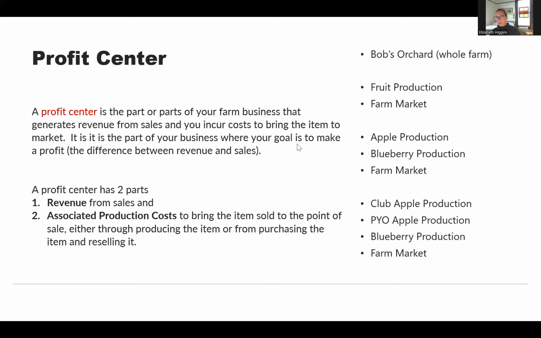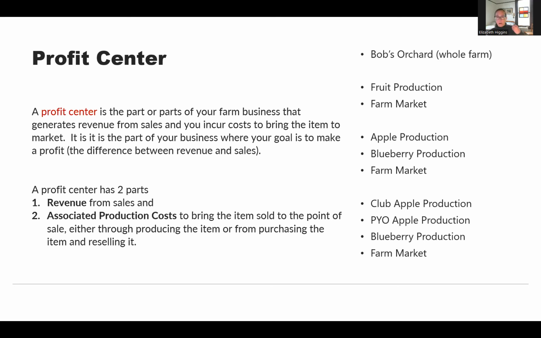So, a profit center. The profit center is the part of your farm business that generates revenue from sales and you incur costs to bring the item to market. One of the challenges that farms have in using their financial data to make business decisions is that a lot of times that data isn't organized in a way that's useful for making management decisions. It's organized more for tax purposes or compliance purposes rather than management decision making.